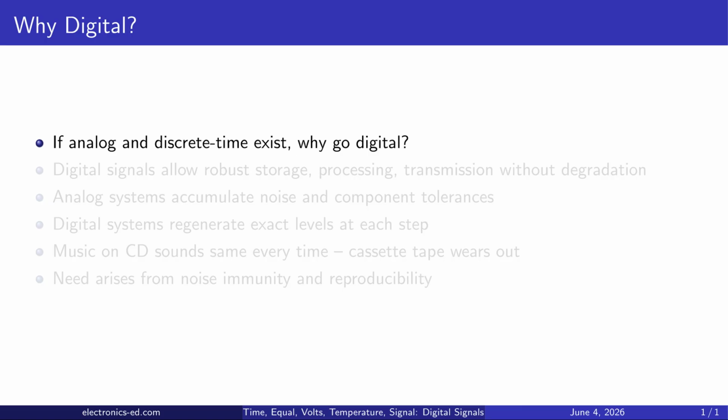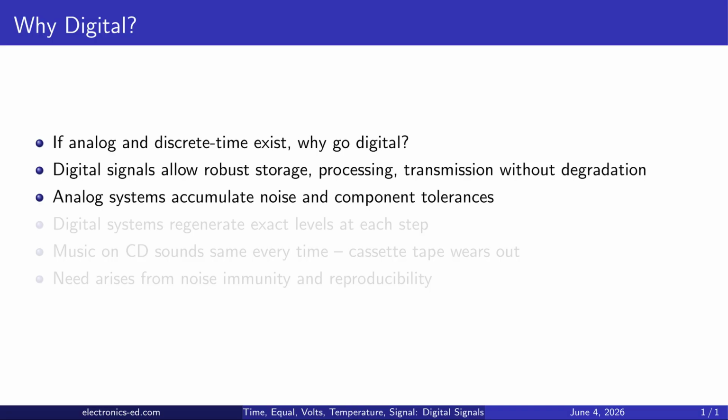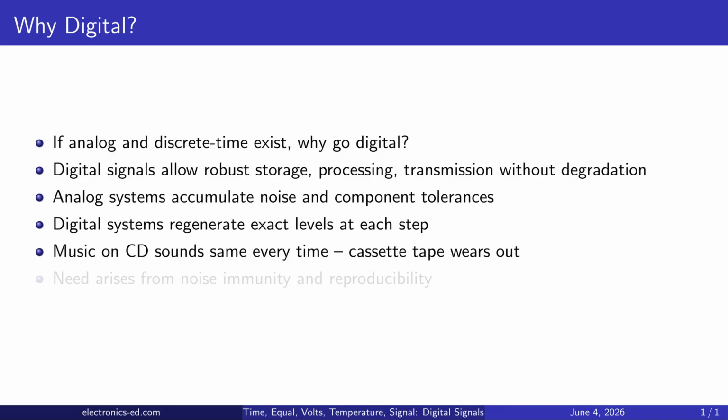If we already have analog and discrete-time signals, why go digital? Digital signals allow robust storage, processing, and transmission without degradation. Analog systems tend to accumulate noise and suffer from component tolerances. Digital systems can regenerate exact levels at each step. Think of music on a CD. It sounds the same every time, while a cassette tape wears out. So the need for digital arises from noise immunity and reproducibility.